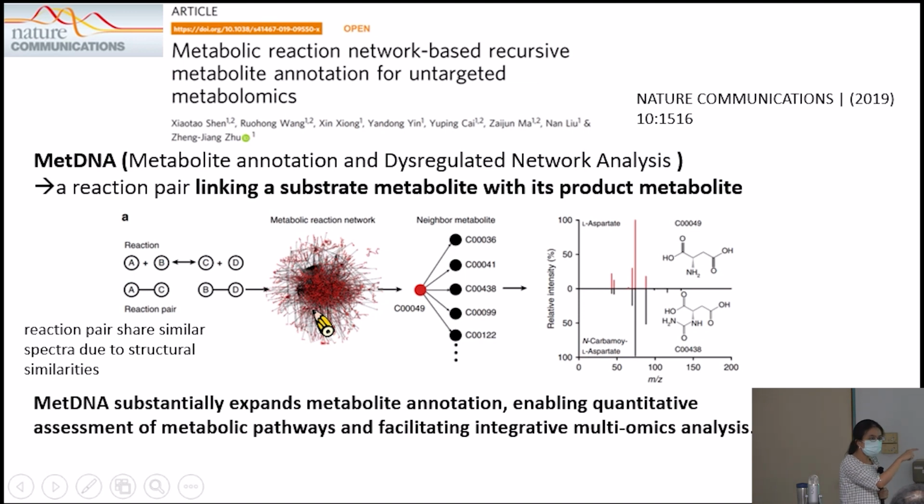So this is one tool where we don't need to have real spectrum data, because this information comes from the prediction of this network. We do not have real spectrum data here. But even without the real spectrum, we can predict the potential metabolites in our sample according to this algorithm. The authors think that this metDNA approach can expand the metabolite annotation, and then facilitate the integration of multi-omics data analysis.